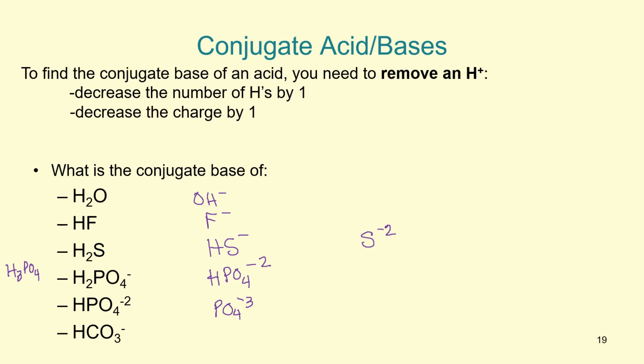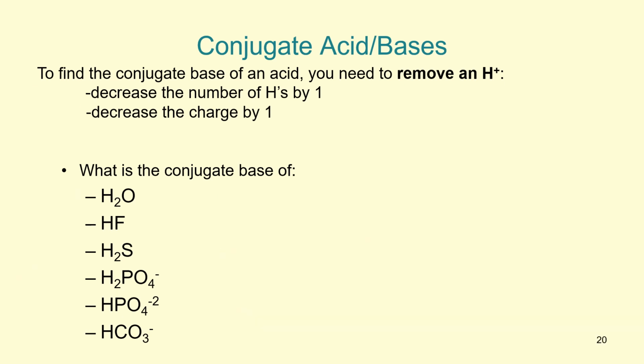Okay, HCO3 negative, again, because we're trying to find the conjugate base, it will become CO3 -2. Now you might notice that H2CO3 is an acid, and so the HCO3 negative is the conjugate base of H2CO3, and then we can remove a second one, and we'll talk about that more in a little while. So these are just the answers.